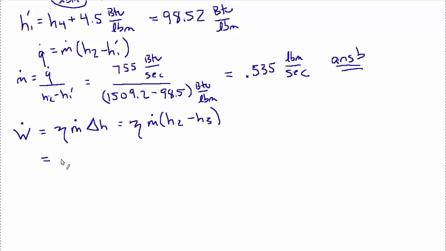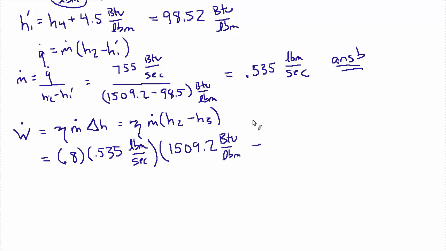Let's plug in the numbers. 0.8 for the efficiency, it's 80%, times 0.535 pound mass per second, as we just found. H2 is 1509.2 BTUs per pound, minus 967.7 BTU per pound. And if you do all that out, you get 231.8 BTU per second.